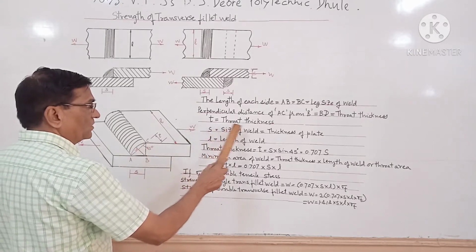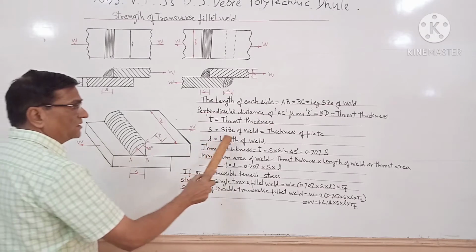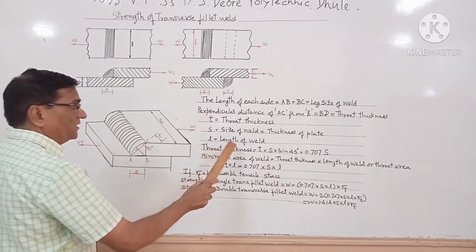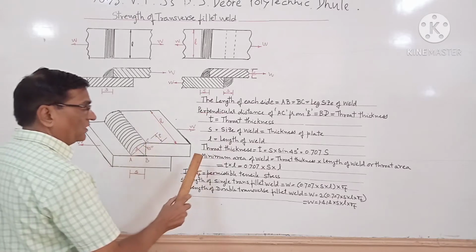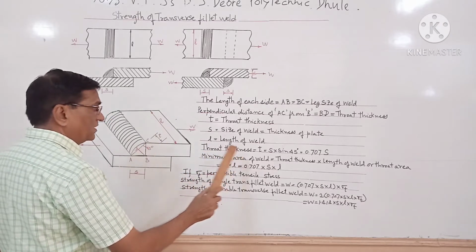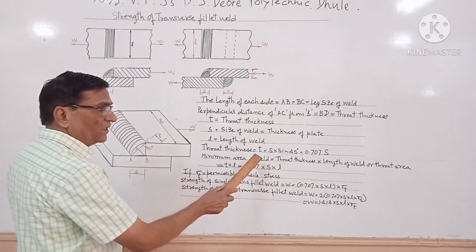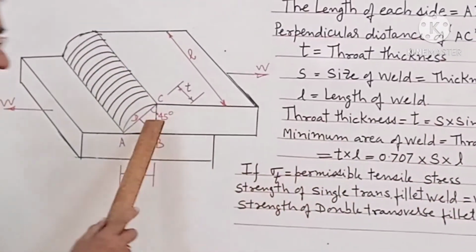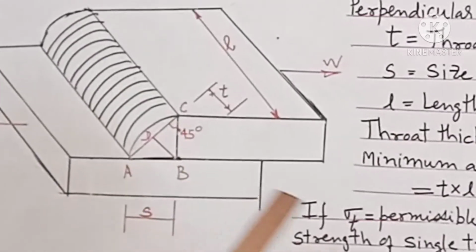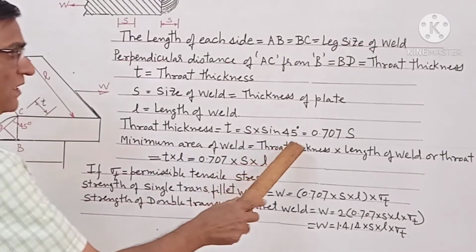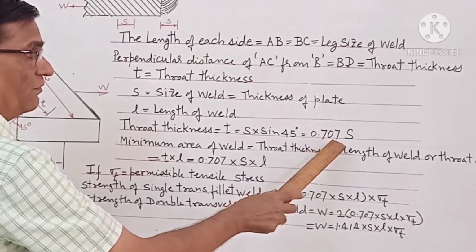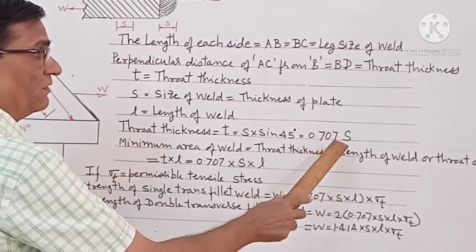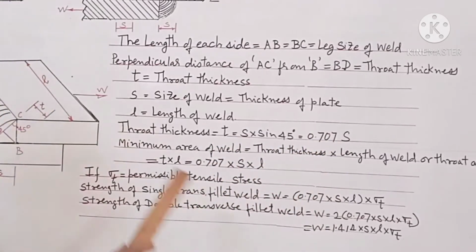Now T is the throat thickness, S is the size of weld or thickness of plate, L is the length of weld. Now throat thickness is given by T is equal to S sin 45, because this angle is 45. Now the value of sin 45 is 0.707. So T will be equal to 0.707 into S.